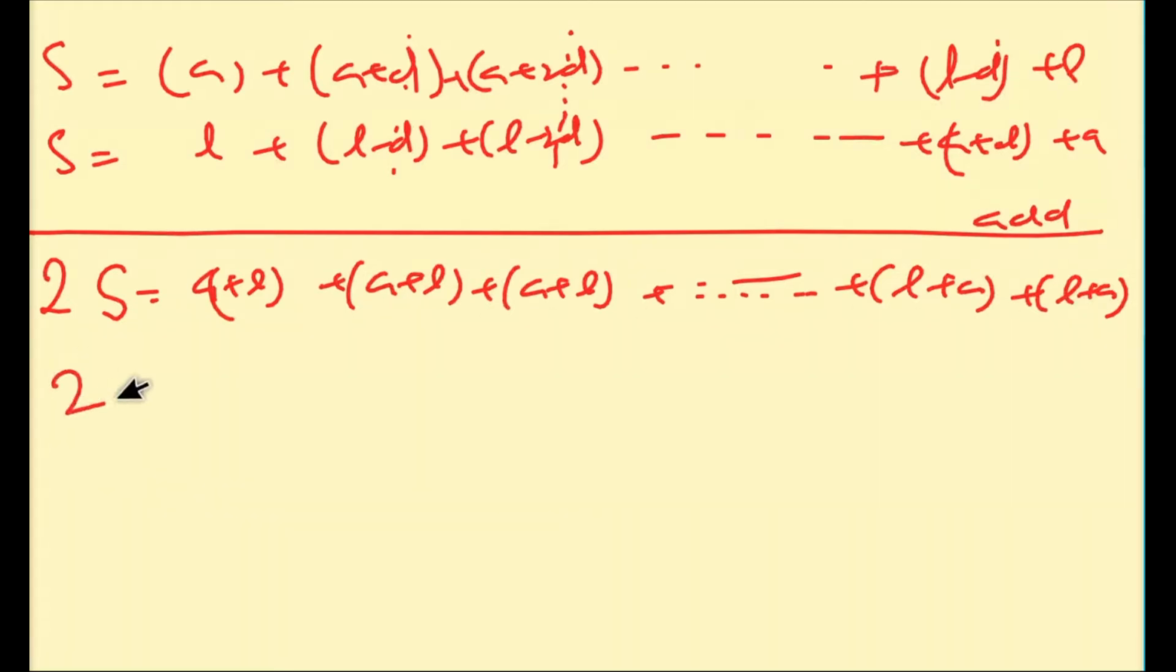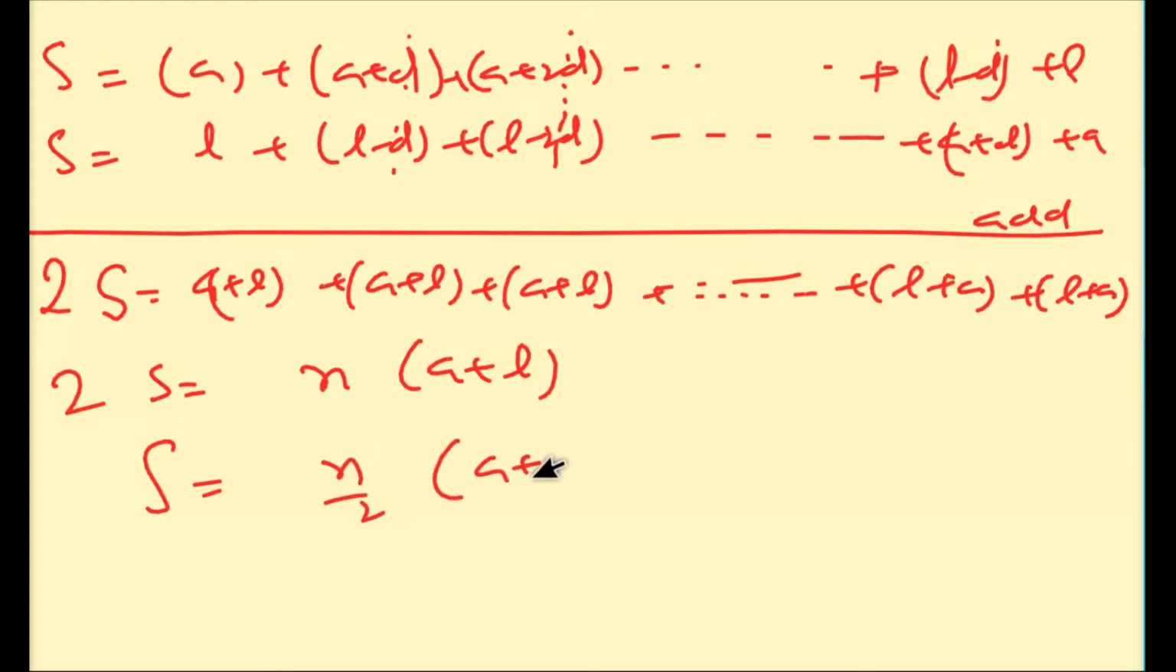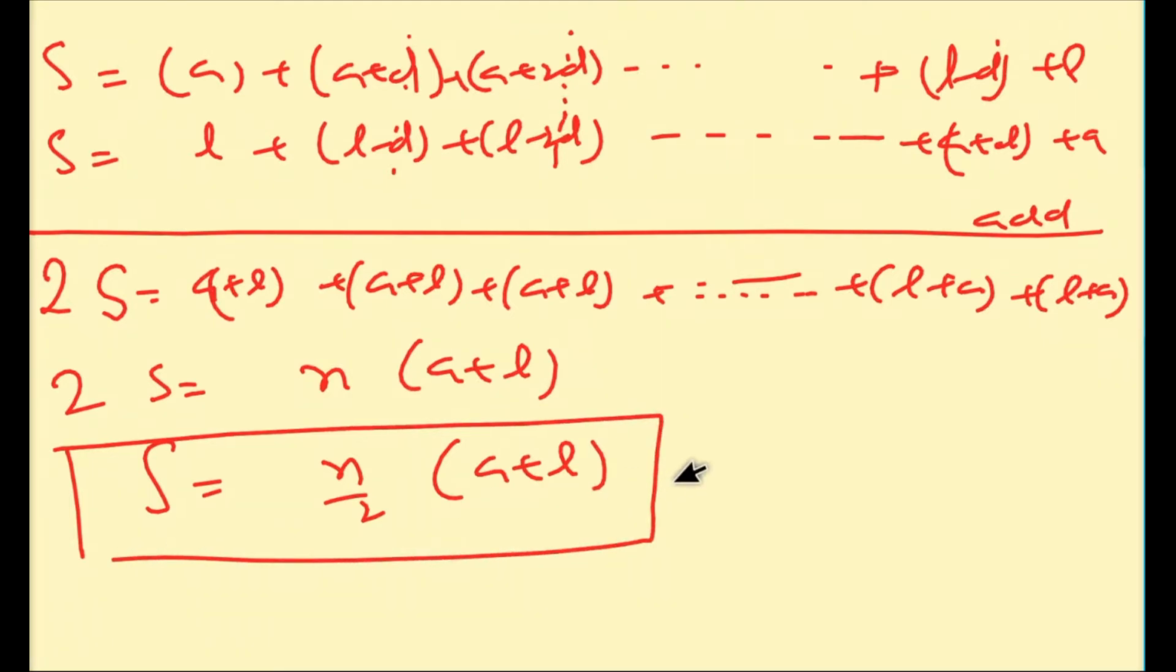So we find 2S equals N into (A plus L). Okay student, so S equals, we can write, N by 2 into (A plus L). So this is the sum of N terms in AP, using this formula. Okay student, so how can we prove this sum of N terms in AP? S equals N by 2 into (A plus L), right?